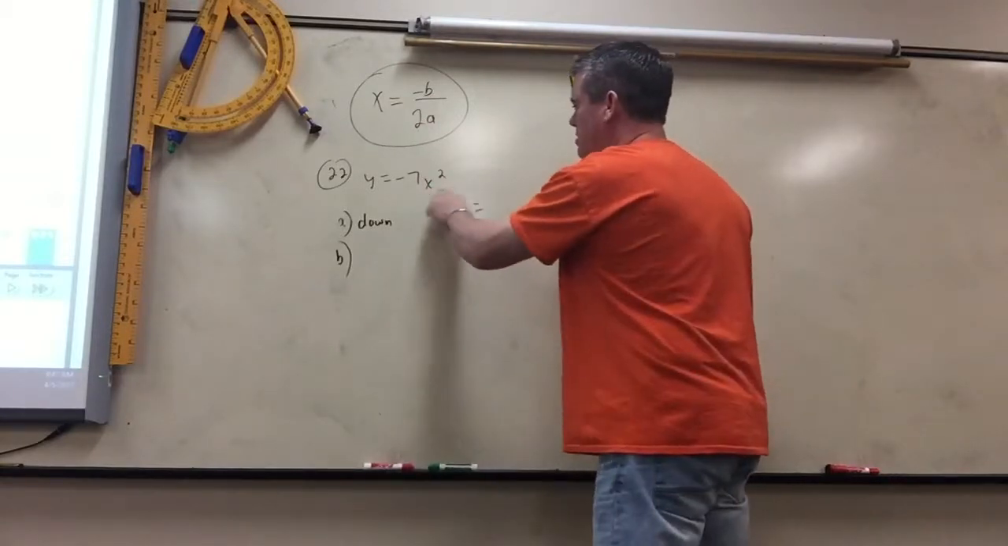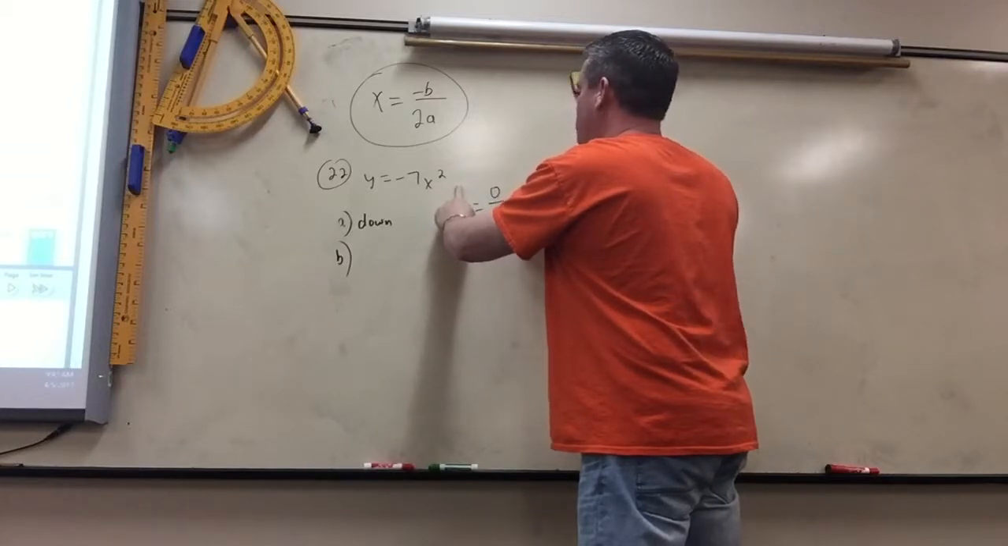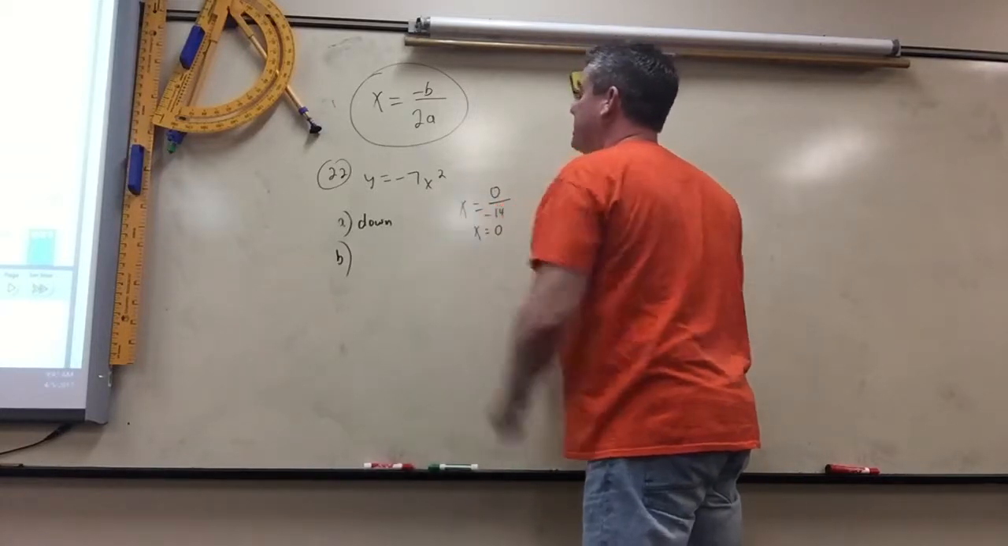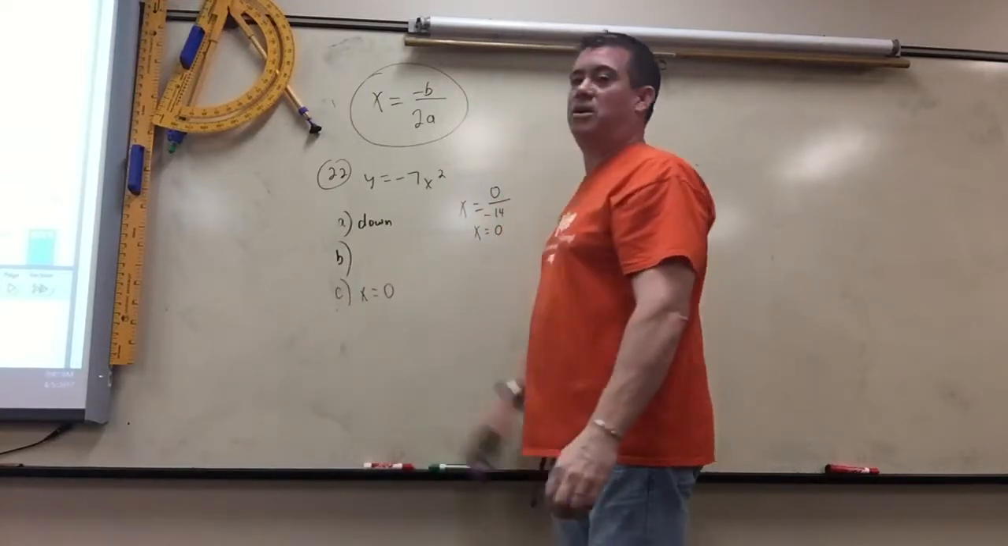Well, what is the b in this equation? Nothing. So it's 0 over negative 14, which is 0. So that's actually the answer to C. X equals 0.